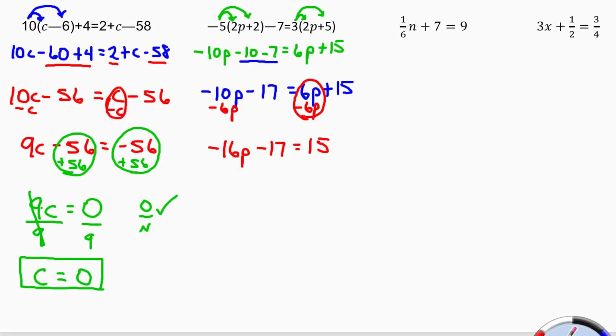Okay. Undo what's being added or subtracted to your variable. So that would be minus 17 plus 17 would give me 0. Same thing over here. Negative 16p plus 0 equals 15 plus 17, 32. Okay, undo whatever's being multiplied to the p, so I'm going to divide by negative 16 so I can have just 1, positive 1. Okay, so 1p equals 32 divided by negative 16, negative 2.